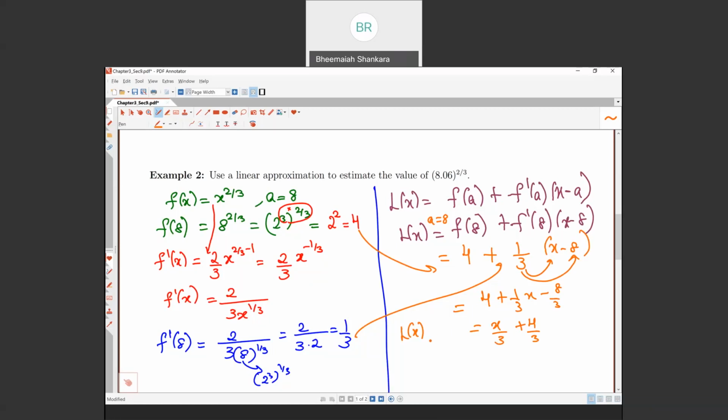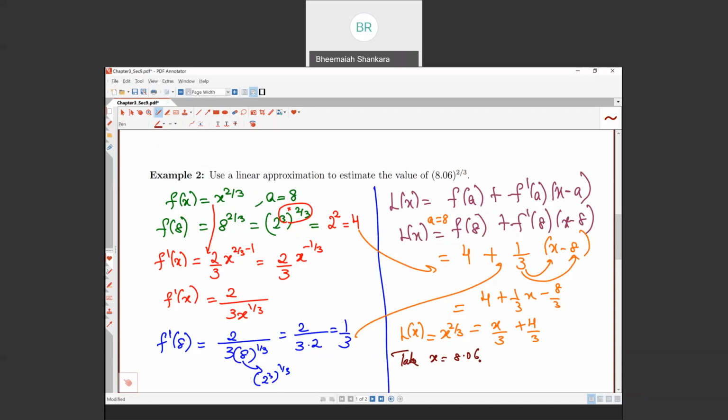the function was assumed to be x to the 2/3. Again, the reason is you have 8.06 to the 2/3. So the 8.06 is rewritten as a variable x, and then the 2/3 remains the same. So the linear approximation of the function x to the 2/3 was this. Now we are good to plug in the x value. So let's take x to be 8.06.